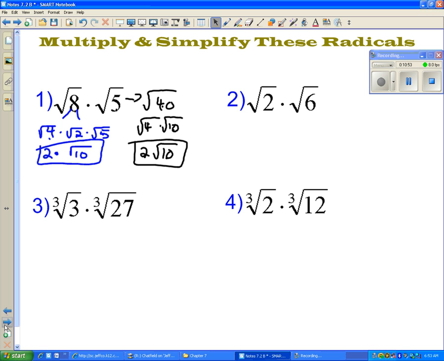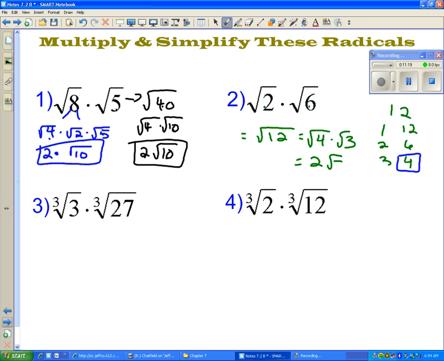However, look at number 2. There's no perfect square that's in 2. There's no perfect square that's in 6. So I'm going to multiply and get the square root of 12. Then I need to think, well, 12 has factors of 1 and 12, 2 and 6, 3 and 4. 4 is a perfect square. So I can say square root 4 times square root 3. So this is 2 square root 3 is my final answer. Again, I'm trying to find a perfect square.